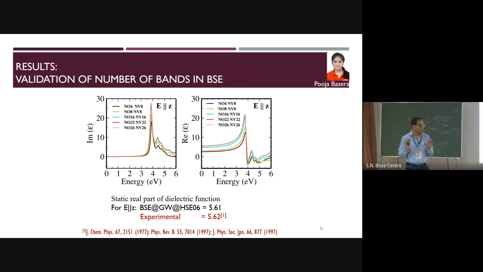Anyway, I hope I have convinced you that I have validated my functional, so that I need to do it on top of HSE06. I should not do it on top of PBE because the starting point is not good. And I do not need to do self-consistent GW because single-shot is sufficient. Now I get back to my doped system, where I do not have any experimental data.